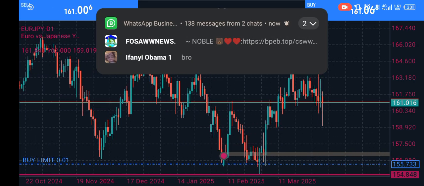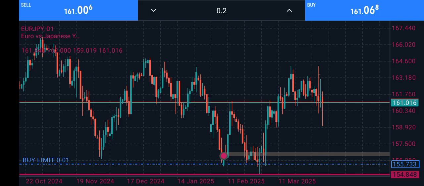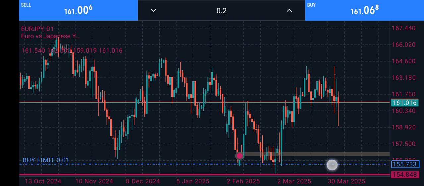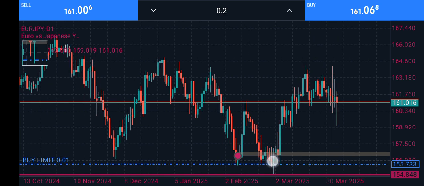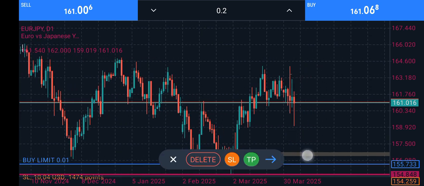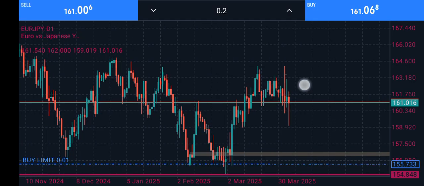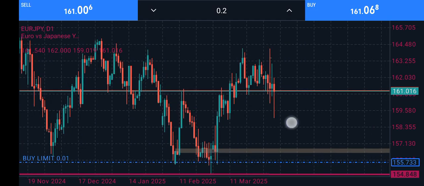Most times the markets will not want to retest this very buy limit I said, but in a normal scenario, the market ought to come and sweep this liquidity here. The market has to sweep this liquidity before giving us a strong pullback. So now this is the daily time frame.